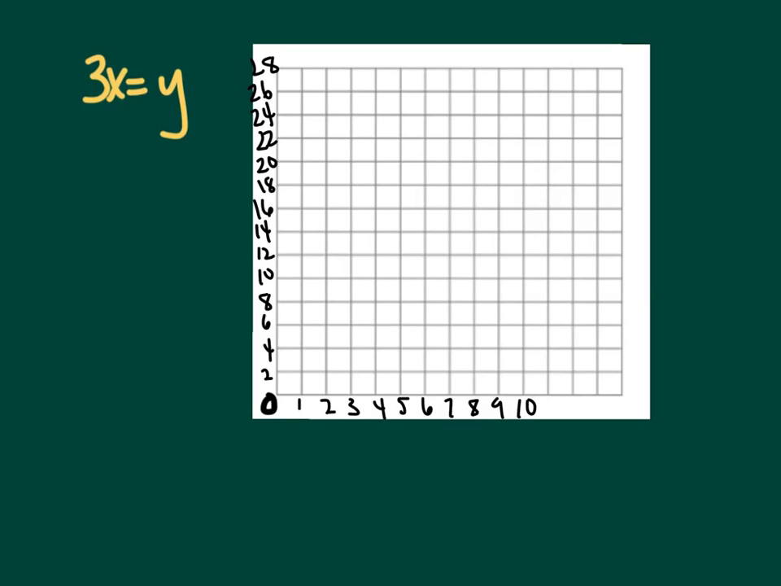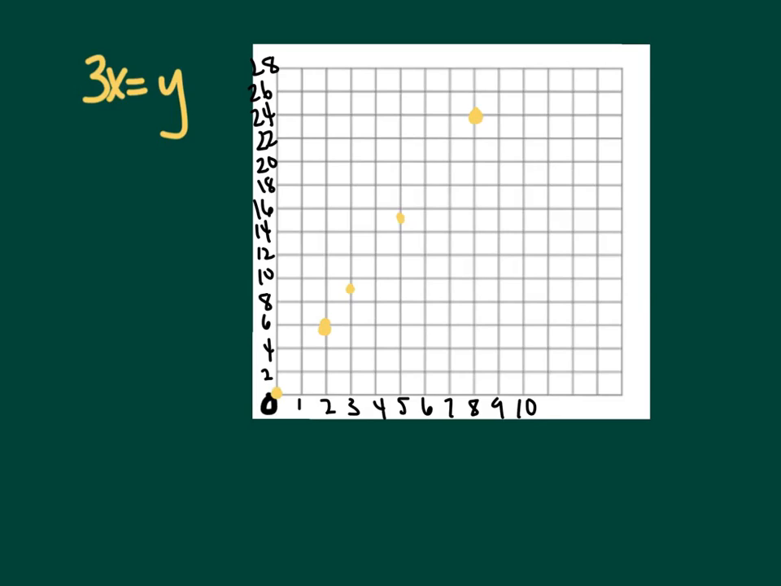So the very first point in my graph started with 0, 0 in my table. So 0, 0, plot the point. Then I substituted in 2 as my x, so I went to 2 and I got 6. So 2, 6. And then we did 3. 3 times 3 gave us 9, so it's going to be in between that 8 and 10. And then I did 5, 5 up to 15. And the last one was 8, and 8 gave me 24 in this equation.